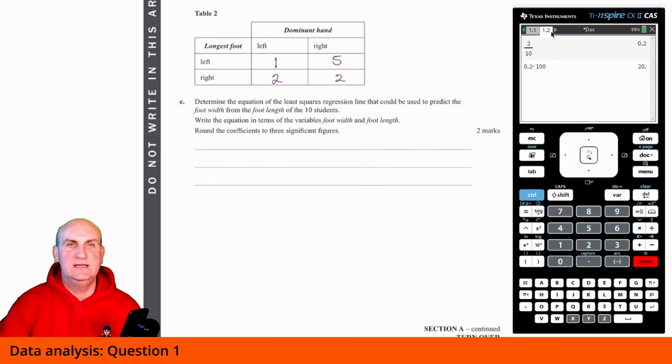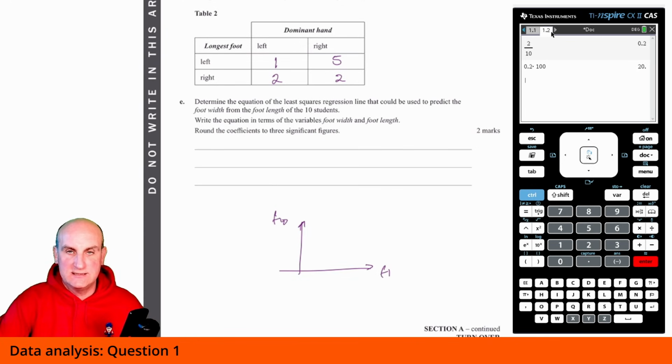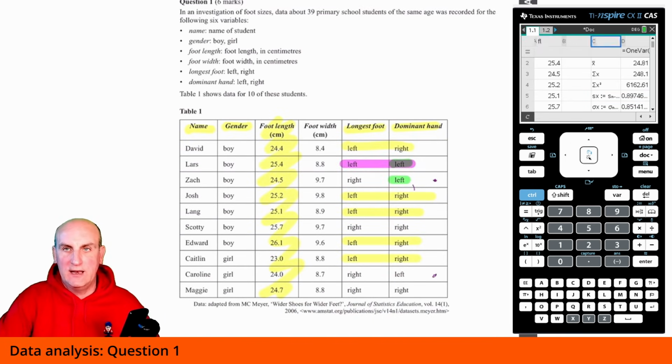Determine the equation of the least squares regression line that could be used to predict foot width from foot length. Okay, foot width from foot length. Well, I've already got foot length in, so go back to my calculator, which is already still on. Let's put my data in. So I got that one there. So we got foot length, and let's put foot width.